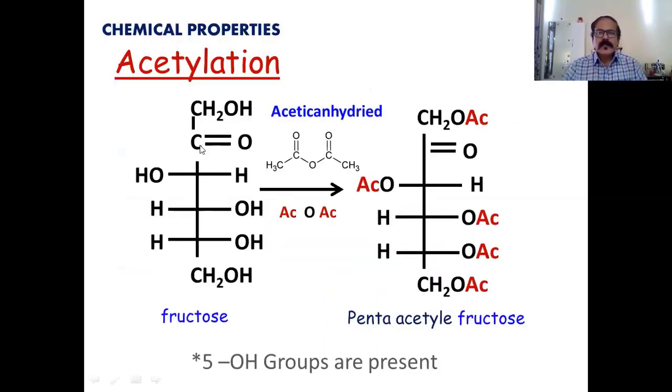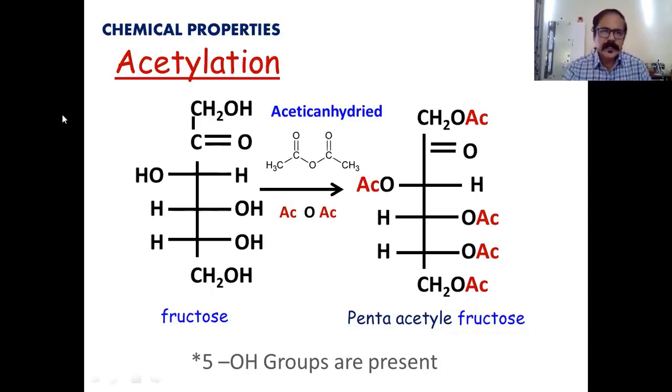So the first concept is acetylation. These chemical reactions were done when the structure of the molecule was not known. Based on the chemical reactions, they drew some conclusions, and using those conclusions, they gave the structure of fructose. As we already know this structure, I am going to explain using the structure.